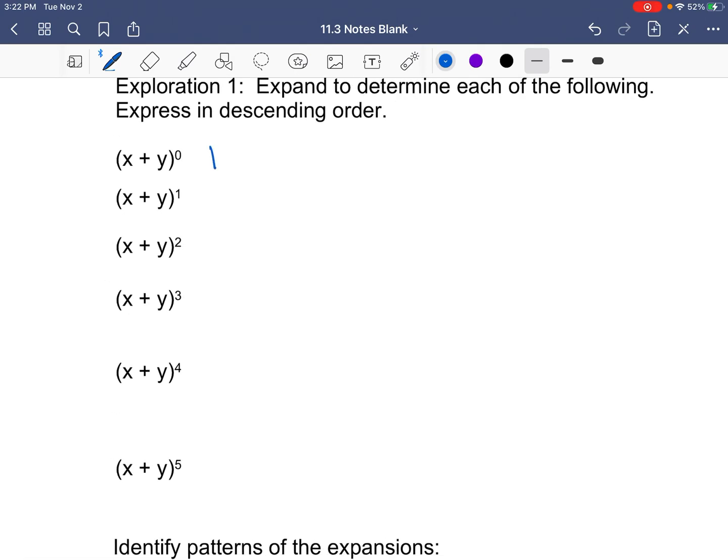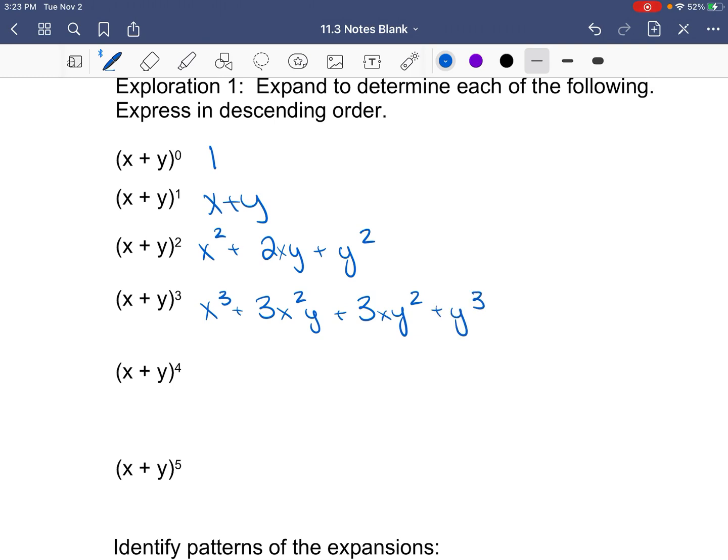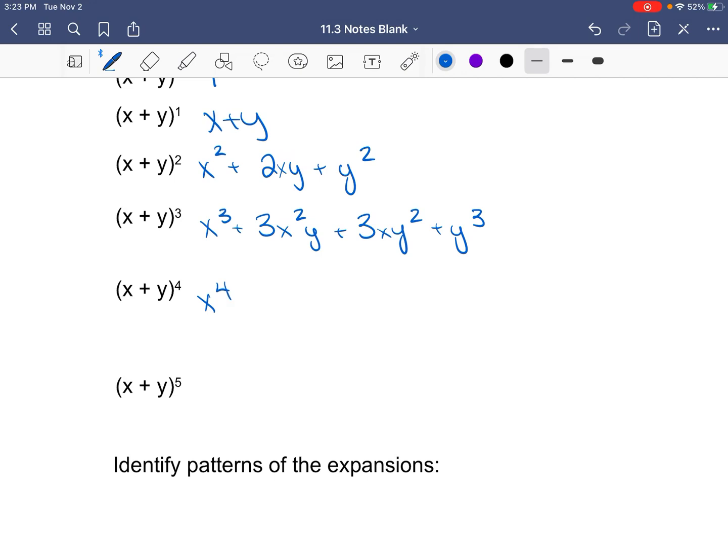This equals 1, anything to the power of 0 is 1. This is just x plus y. We get x squared plus 2xy plus y squared. For this one, we end up with x cubed plus 3x squared y plus 3xy squared plus y cubed. For our fourth power, we end up with x to the fourth plus 4x cubed y plus 6x squared y squared plus 4xy cubed plus y to the fourth.